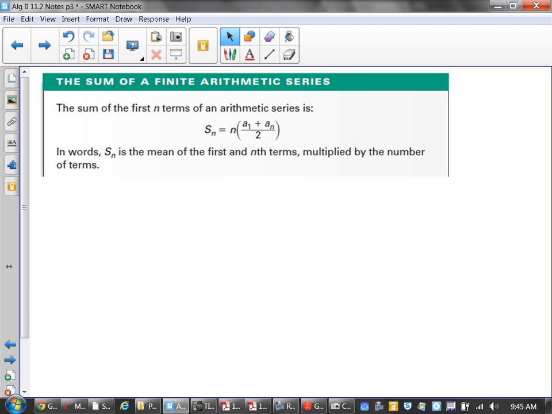It's still 11.2. Yeah, this is still 11. Sorry about that. Remember yesterday we didn't finish out everything? This is still the same stuff. We just have a couple more examples to look at.